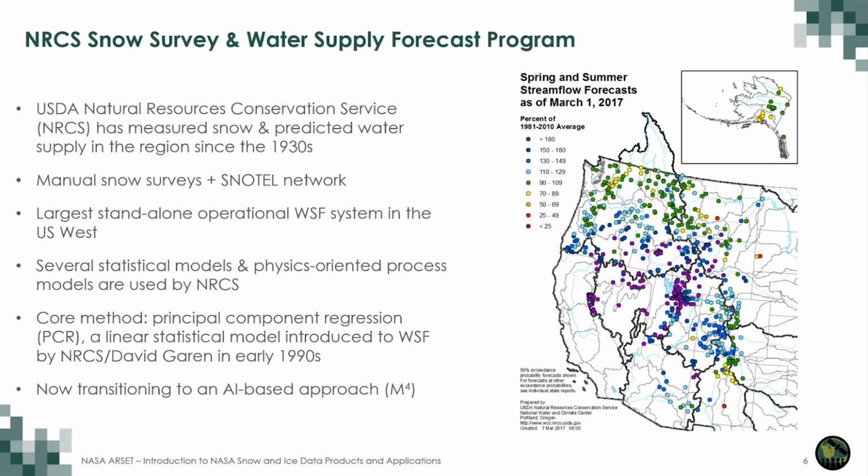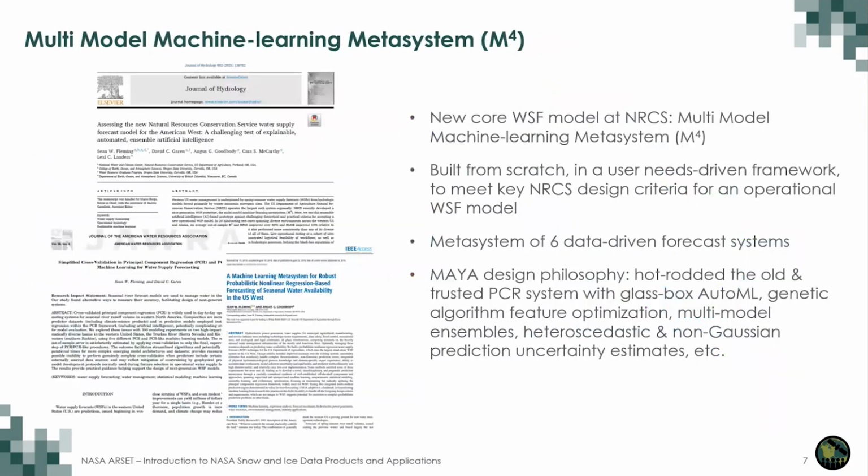But NRCS is now transitioning to an AI-based approach called M4, which stands for multi-model machine learning metasystem. A little bit about that. It went operational at the NRCS, I think two seasons ago now. It was built from scratch in a user needs-driven framework to meet key NRCS design criteria for an operational water supply forecast model. So instead of R2O, it's kind of O2R in a way, and then back to operations, if you're familiar with those acronyms.